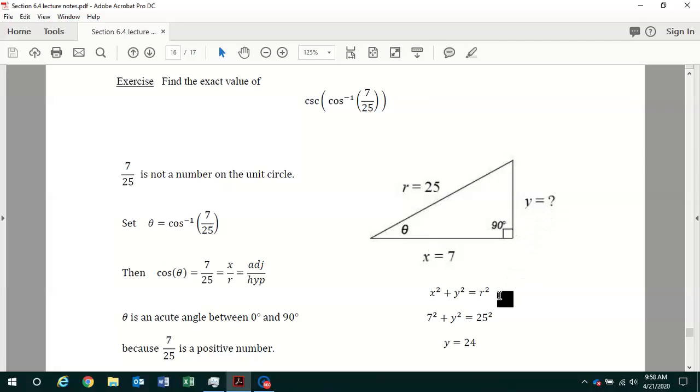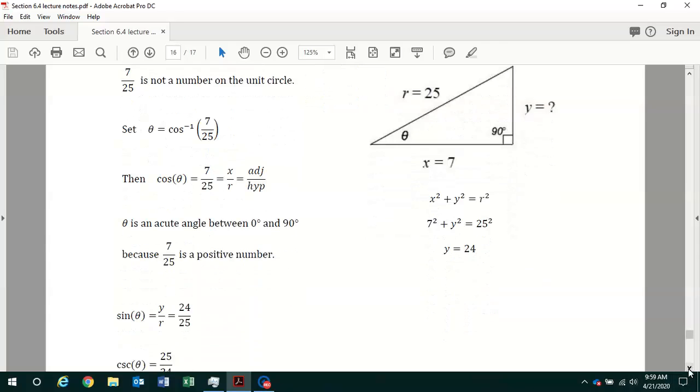So using the Pythagorean theorem, x squared plus y squared is equal to r squared. x squared is 7 squared, r squared is 25 squared, and when we solve for y, we get y is equal to 24. So the sine, in a right triangle up here, the sine of this angle theta is opposite over hypotenuse, right, y over r, which is equal to 24/25.